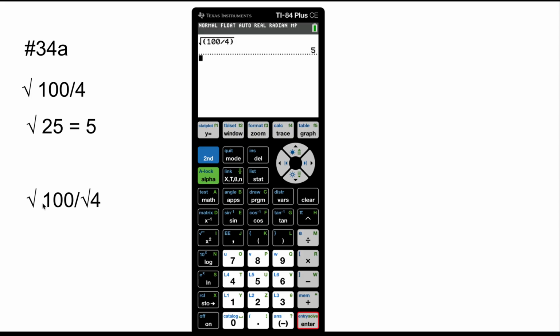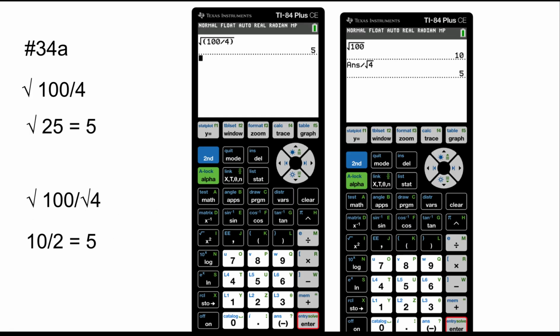Or we can do it separately. The square root of 100 divided by the square root of 4. So this is like this, 10 divided by 2 is 5. And we can do it like this. The square root of 100, hit enter. Then divided by the square root of 4, enter, is 5.